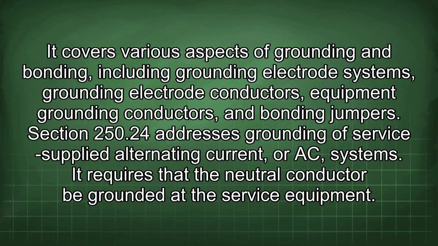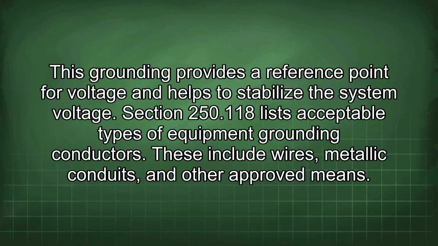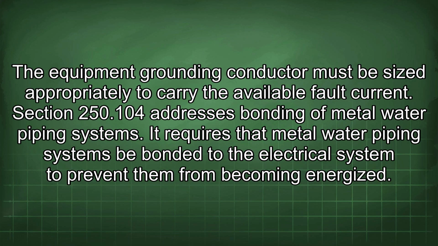It requires that the neutral conductor be grounded at the service equipment. This grounding provides a reference point for voltage and helps to stabilize the system voltage. Section 250.118 lists acceptable types of equipment grounding conductors. These include wires, metallic conduits, and other approved means. The equipment grounding conductor must be sized appropriately to carry the available fault current.